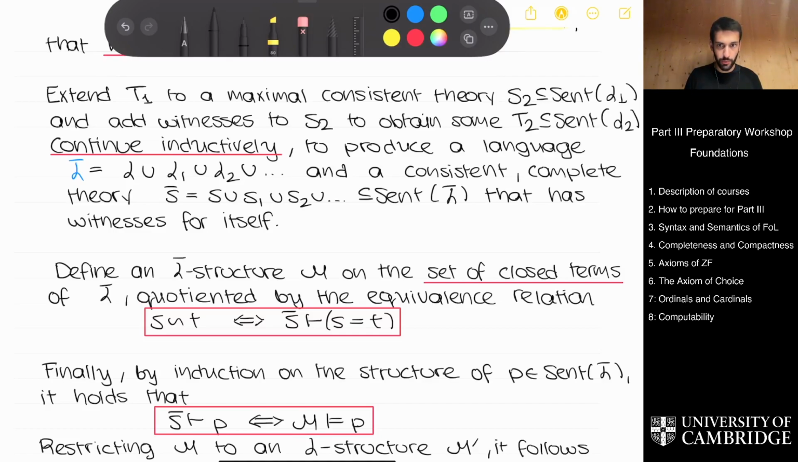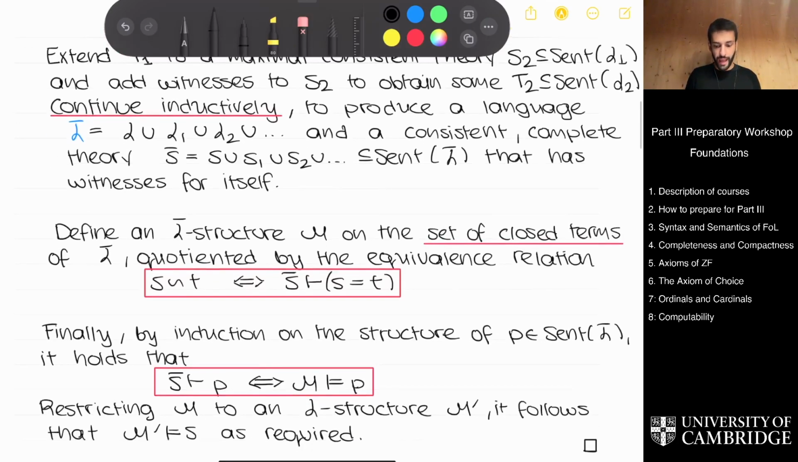And so eventually we produce a chain of languages, which are just going to be extensions of the original language by new constant symbols, and consistent and complete theories. By complete, I just mean maximal in the sense above, that either a sentence is in there or its negation is in there, that has witnesses for itself.